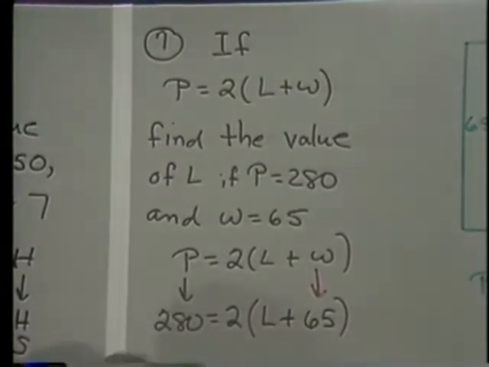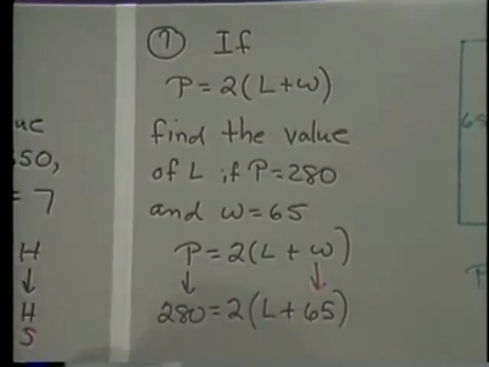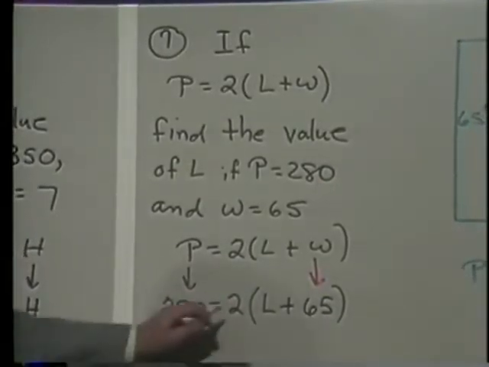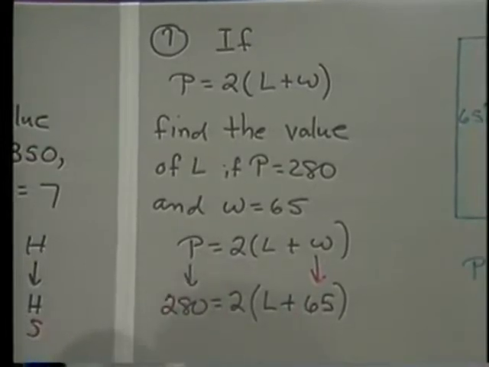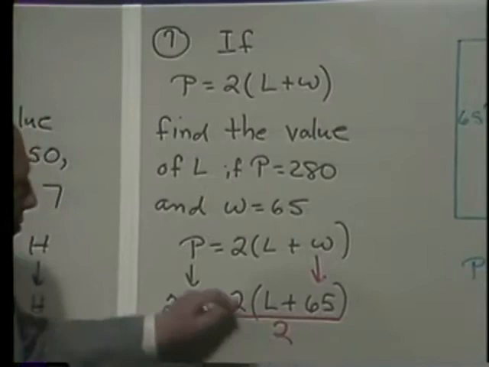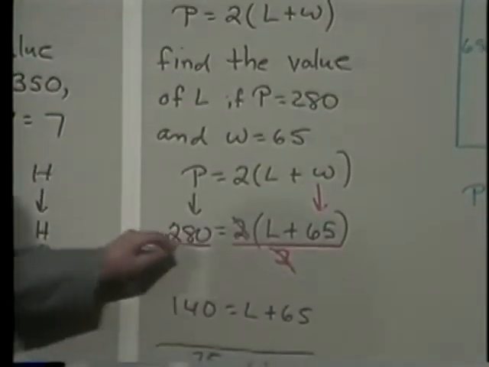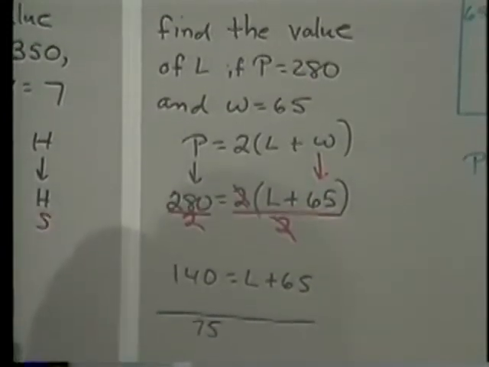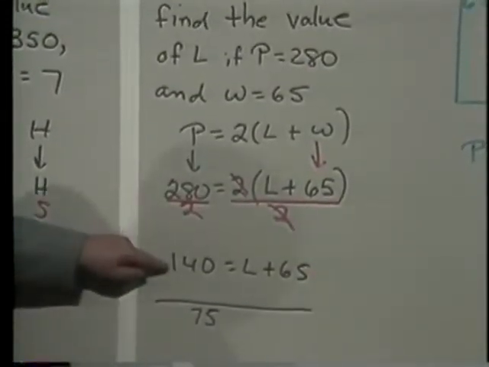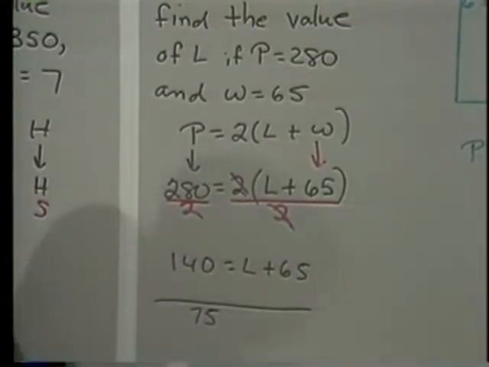Now what do I want? I want to get a hold of the L. The L is trapped inside the parentheses, so I want to unblock the parentheses first. What's blocking the parentheses? The 2. What's the 2 doing? It's multiplying the parentheses. So to undo multiplying by 2, I divide by 2. But if I divide by 2 on one side, I have to divide by 2 on the other side. 280 divided by 2 is 140. I'm left with 140 equals L plus 65.